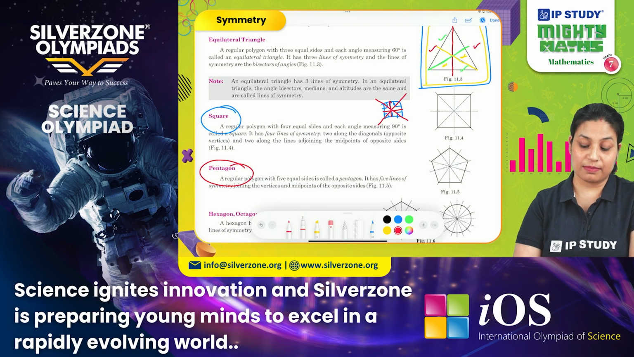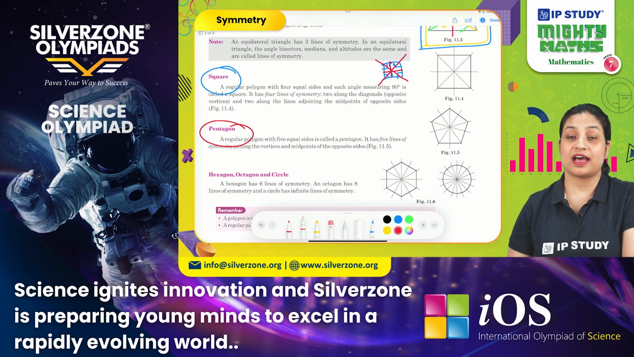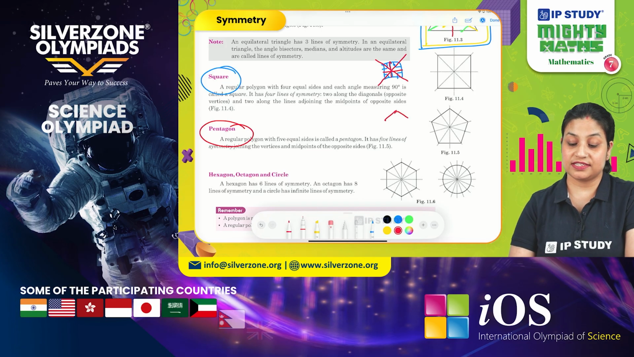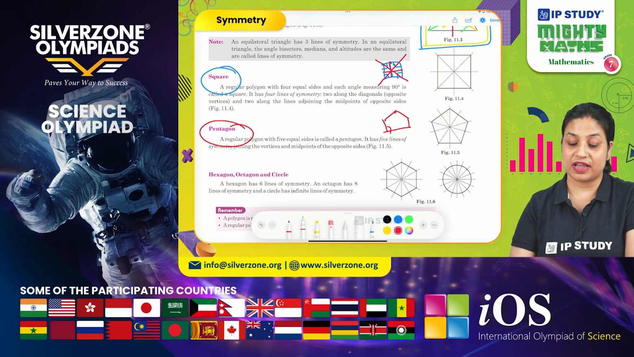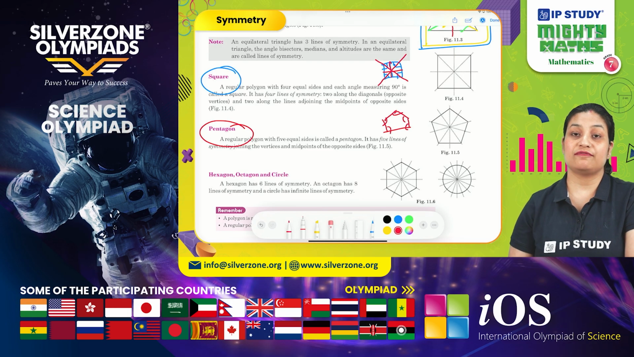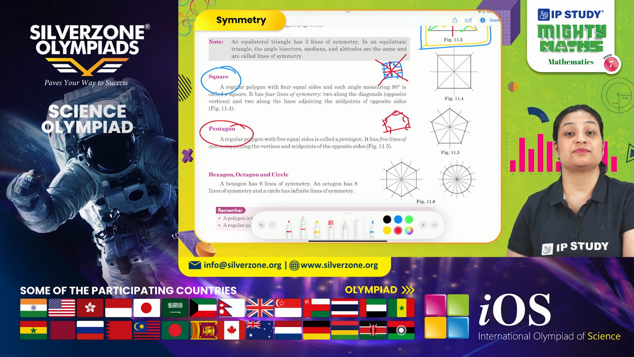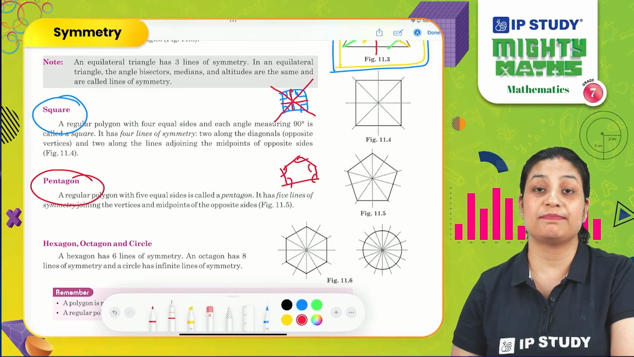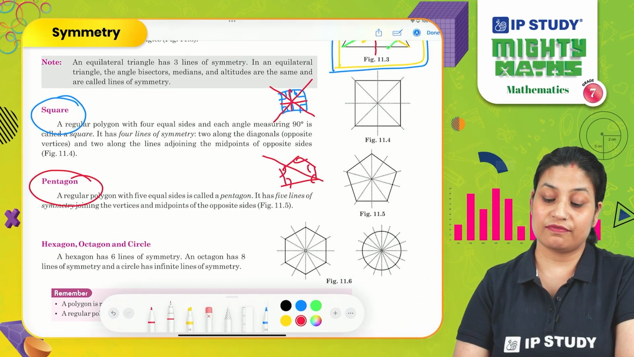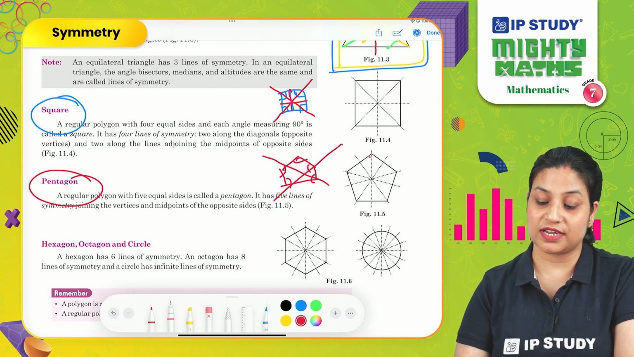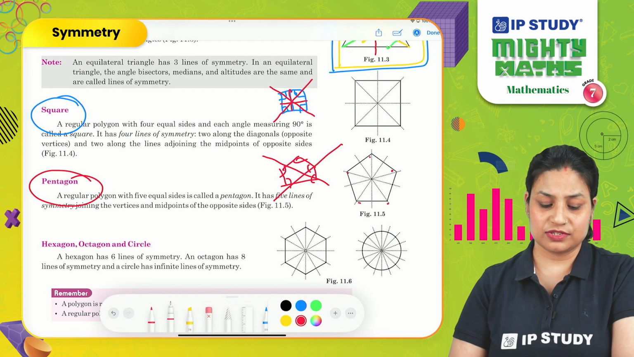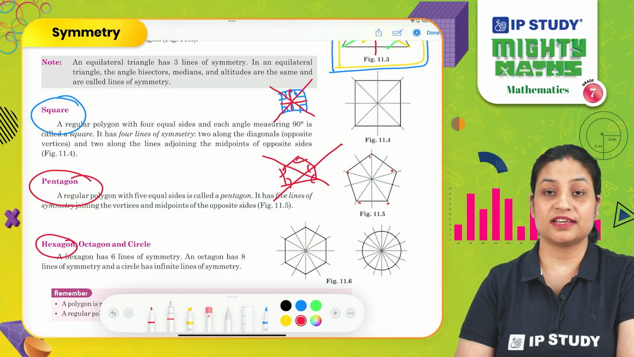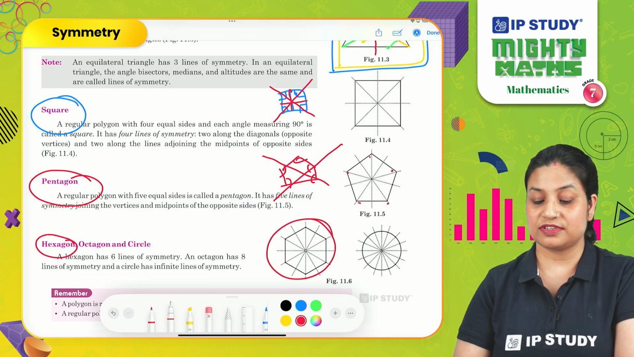Similarly, if I talk about the pentagon, in a pentagon we have 5 sides, right? And we have 5 equal angles. If you draw lines of symmetry, how many can be drawn from this pentagon? We can draw 5 lines of symmetry, 1 from each vertex, right? So dear student, if you talk about a hexagon, in this case we have 6 lines of symmetry.